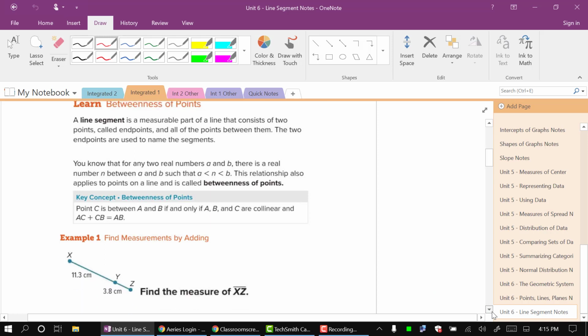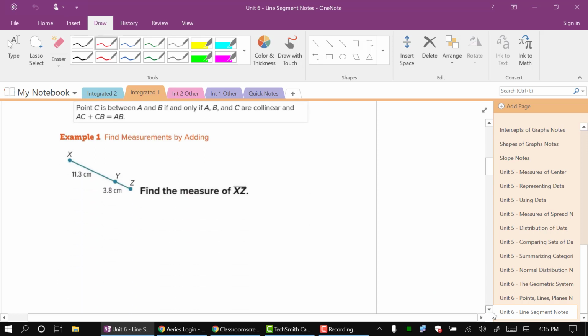Example 1: find the measure of line segment XZ. So XZ is the full thing. To find that, we have Y that is between X and Z, so we're going to do XY plus YZ equals XZ. We have the distance here and the distance here. We can add the 2 distances up and get the full thing.